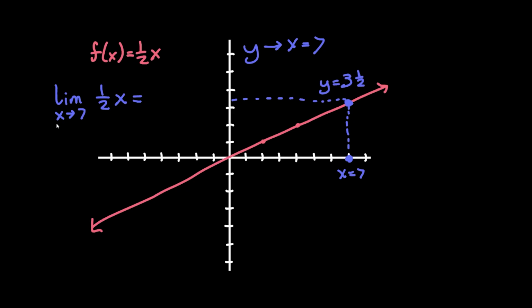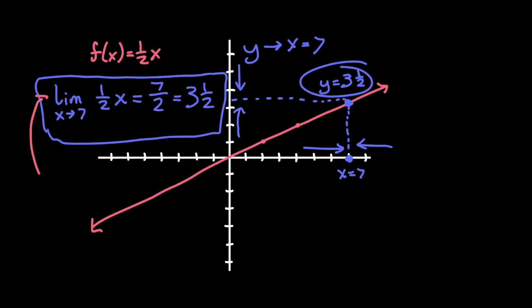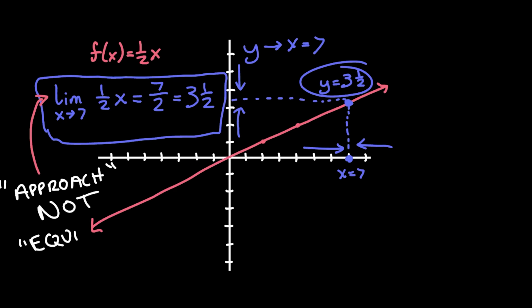So the answer to our problem, limit as x approaches 7 of 1/2 x, equals 7/2 or 3 1/2. Because as you can clearly see, as our x approaches 7, and this also happens in both directions, mind you, our y value approaches 3 1/2. And this is the crux. This is what the idea of limits is trying to convey. Not what does it equal, but rather what is it approaching.